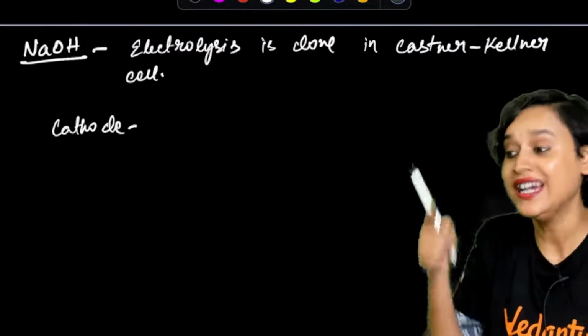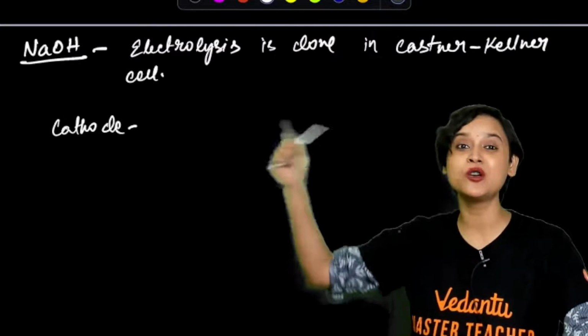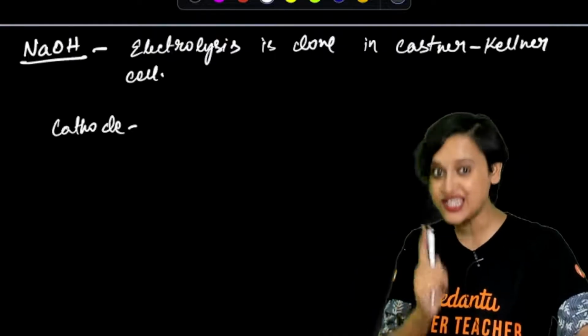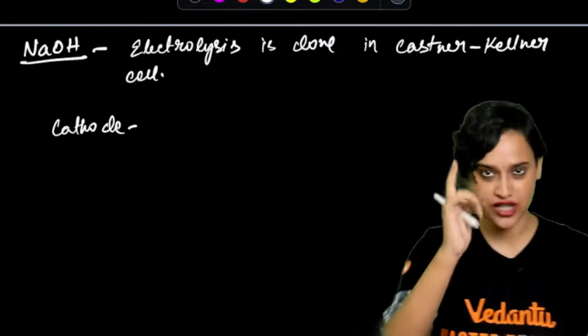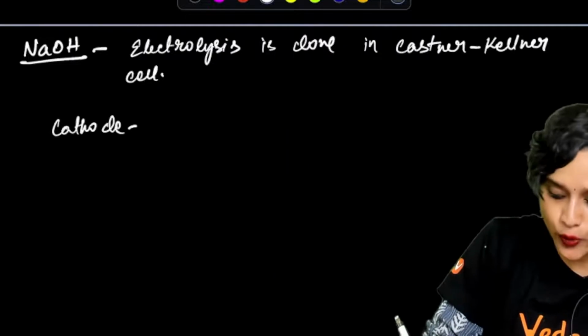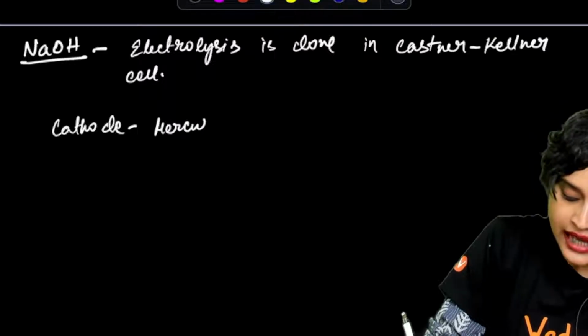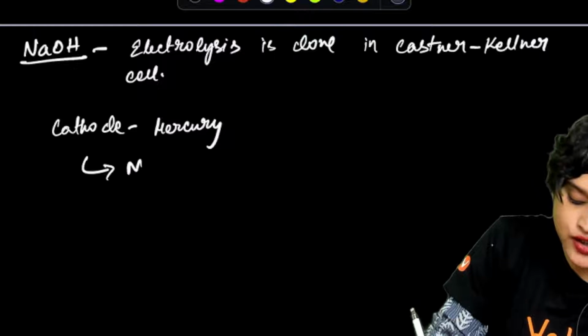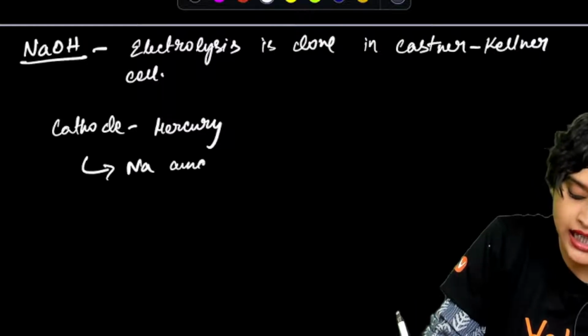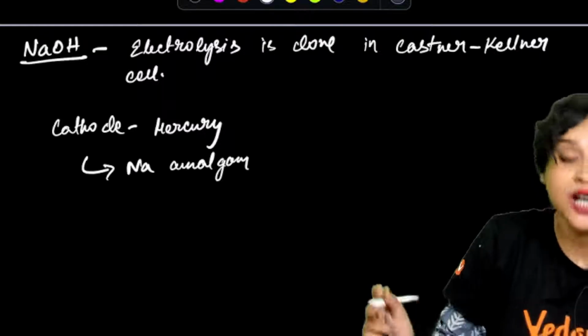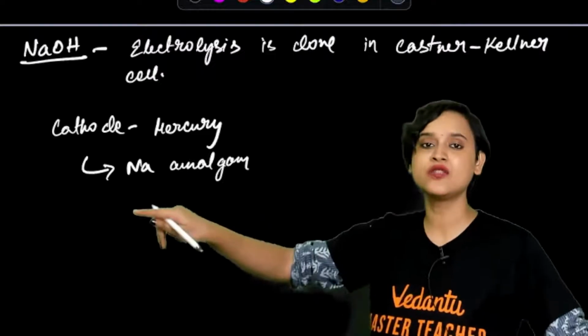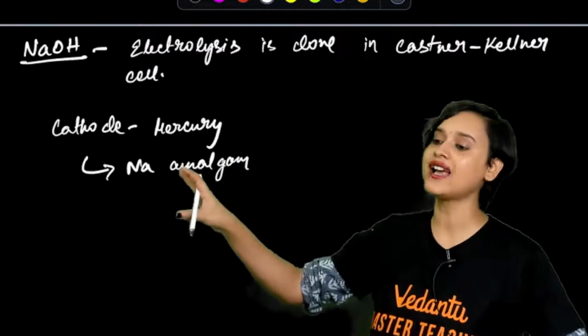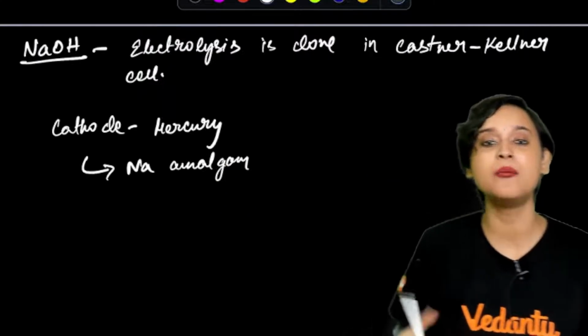This is important. It has come as a match the following question in JEE Mains, not even kidding. So the cathode will have mercury. In the cathode, you will be getting sodium as an amalgam. Why will you get it as an amalgam? Because the sodium reacts with mercury, and anything that reacts with mercury, we say that it is an amalgam.